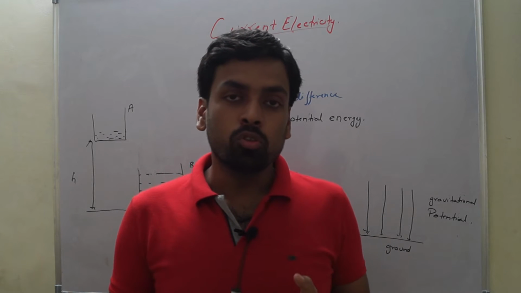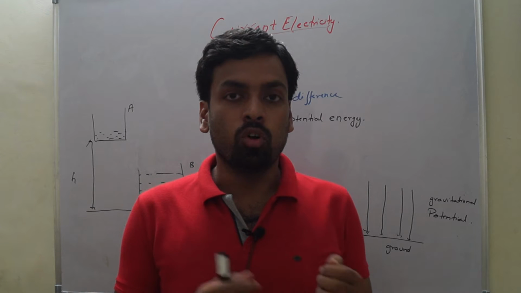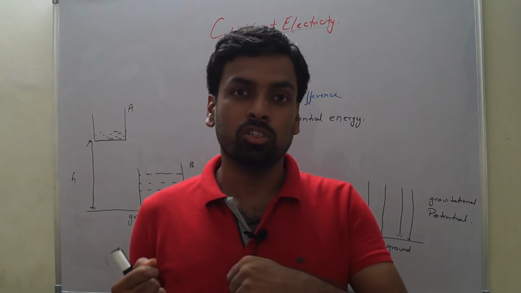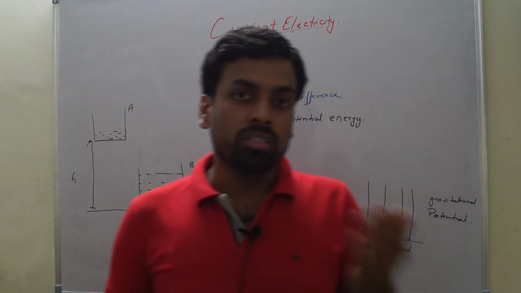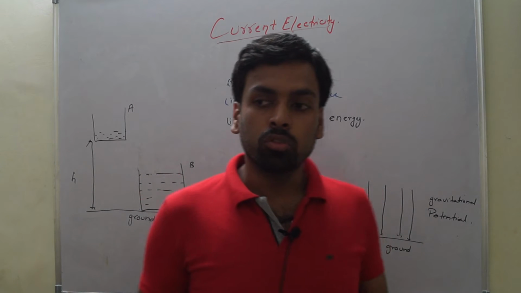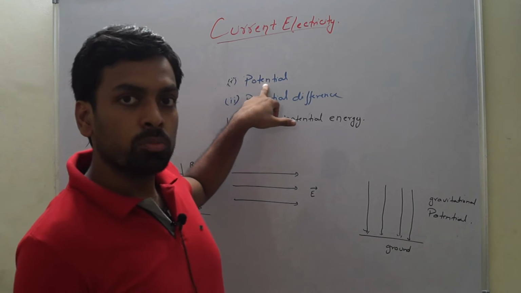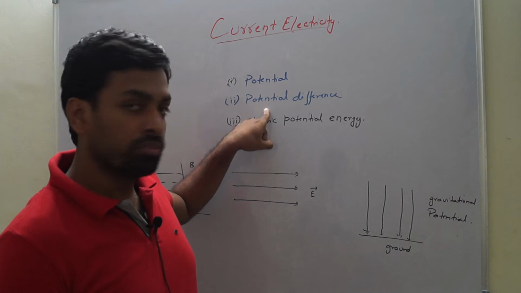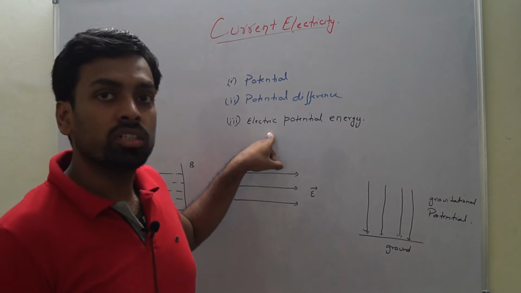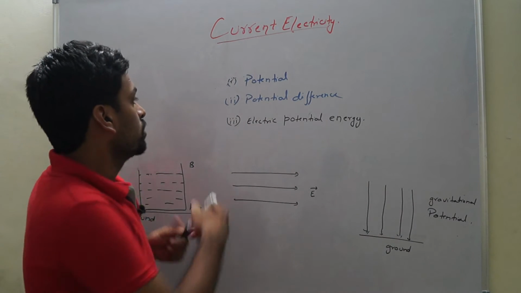So now today we are going to talk a bit more basic: what actually leads to the flow of electrons, why the electron flows through a wire. To understand this basic concept, we are going to deal with three main topics. First we will deal with potential, second we will come to potential difference, and then we will deal with electric potential energy. So let us start with potential first.